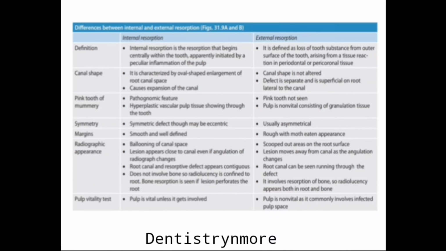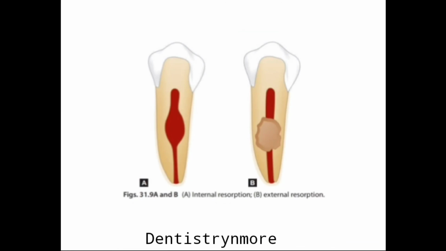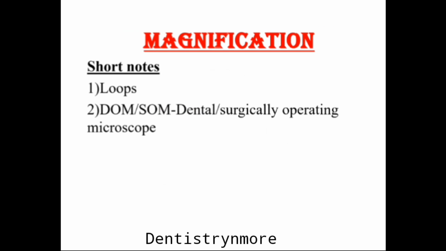And the pink tooth, that is hyperplastic vascular pulp tissue showing through the tooth, and here in external the pink tooth is not seen, so the pulp is non-vital. Symmetry: internal is a symmetrical defect though it may be eccentric, and in the case of external it will usually be asymmetrical. So these are some of the differences. You can see in the figure the internal resorption and external resorption. So that's all about tooth resorption.